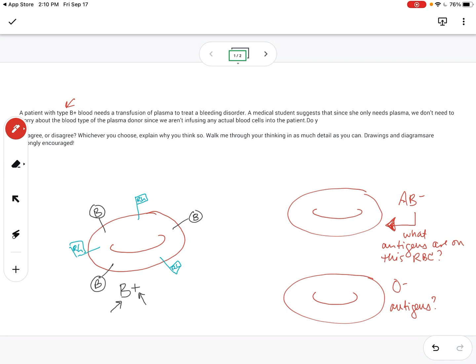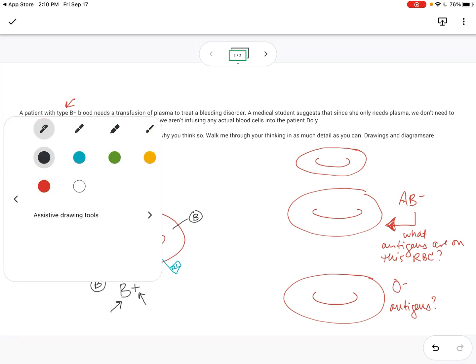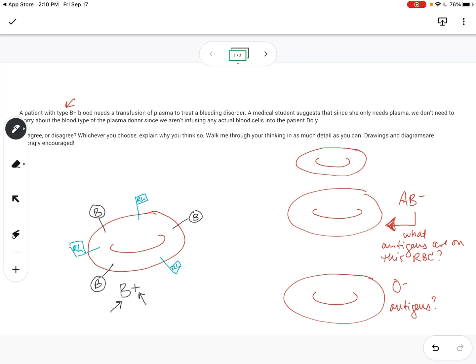And then the other thing I want you to be able to do is, let's say I give you a red blood cell, and I'm going to change colors. Let's say I give you a red blood cell and I show you a little cartoon of it, and it says A. So this is what the red blood cell looks like. Then what I want you to be able to do is tell me what blood type this patient is.